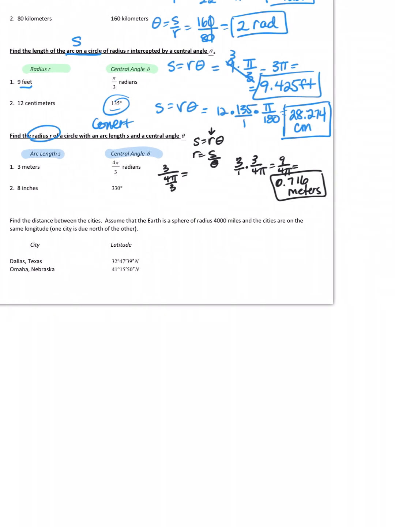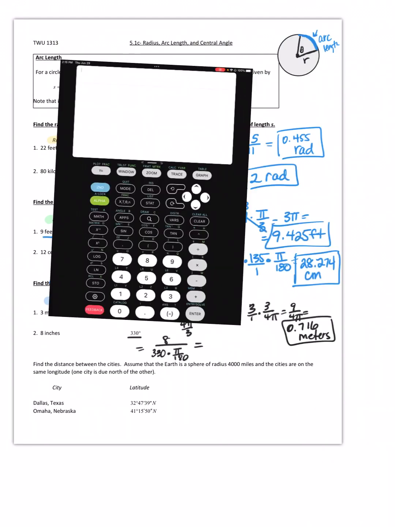All right, look at number 2. Notice this is in degrees. We're going to have to put in a conversion factor on this one. Okay. So here's what it would look like. It'd be 8 divided by 330 times pi over 180. Now, how would I do this in the calculator? Let me show you how I would do it.